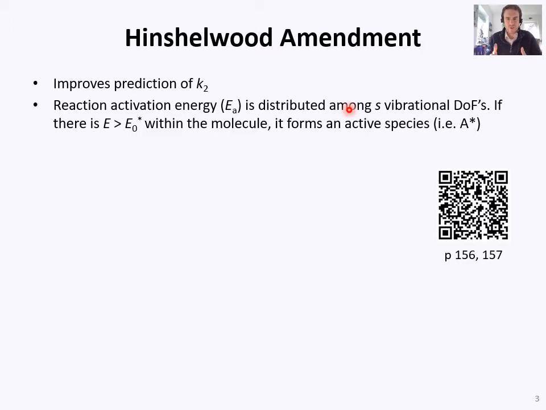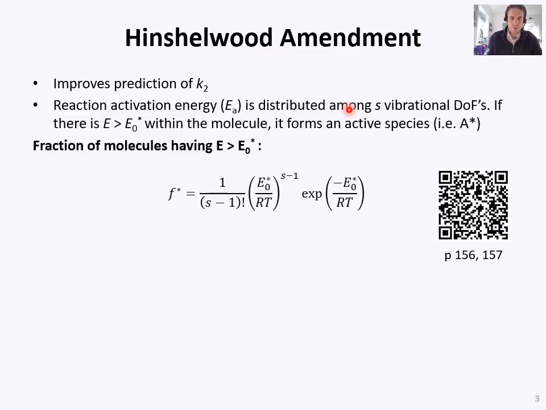Essentially, the energy can vibrate into the right place, and statistically there's a probability that that would happen, and it takes that into account. So what Hinshelwood did is he derived an equation for the fraction of molecules having an energy greater than this particular energy, and this is based on the same equations that we used at the beginning, based on the Boltzmann distribution.